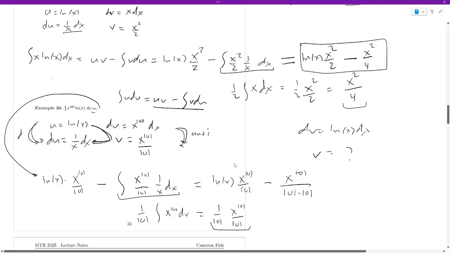Okay, cool. So we're hopefully getting an idea of how it works. You pick a u, you pick a dv, you do your zigzag, and maybe you do this last integral.